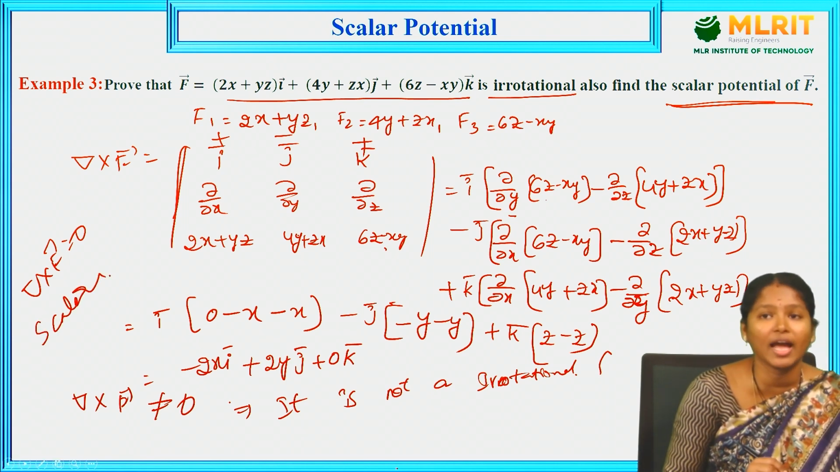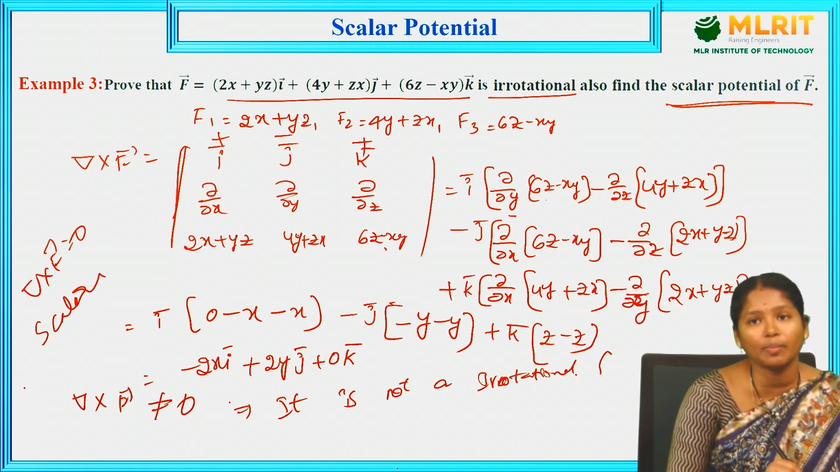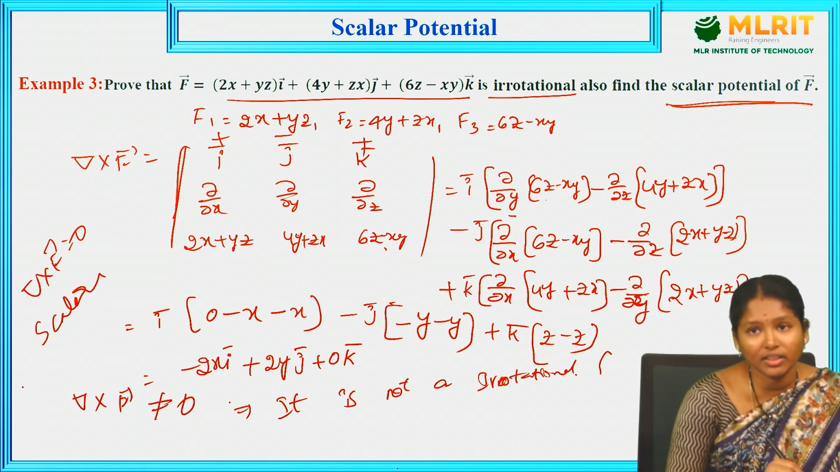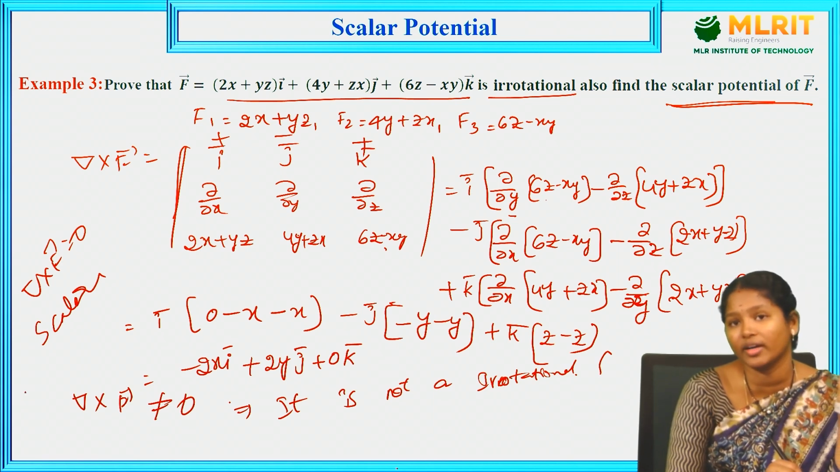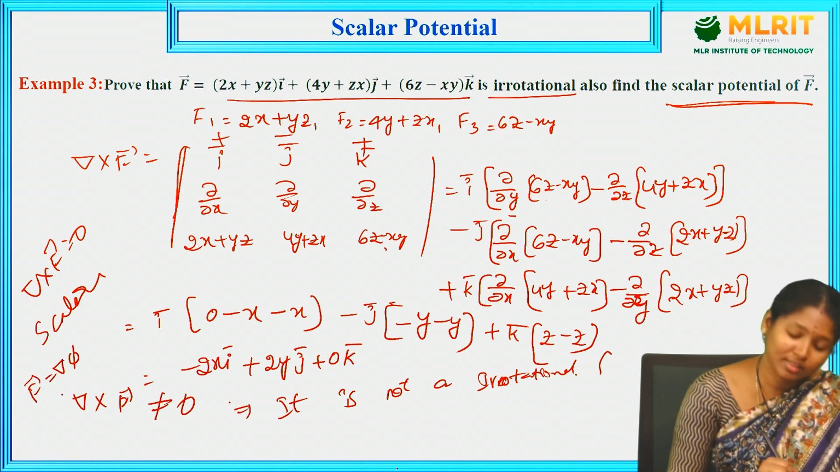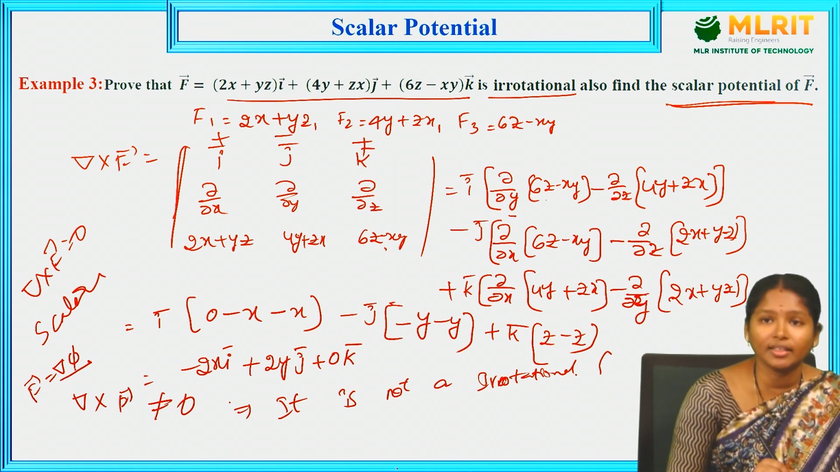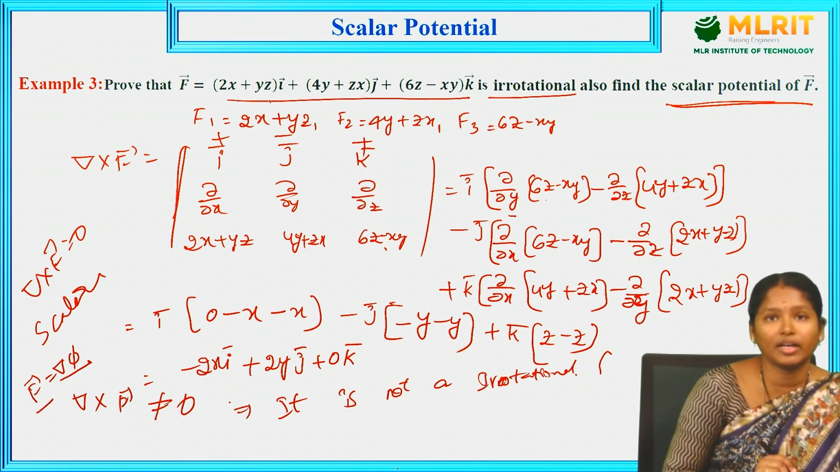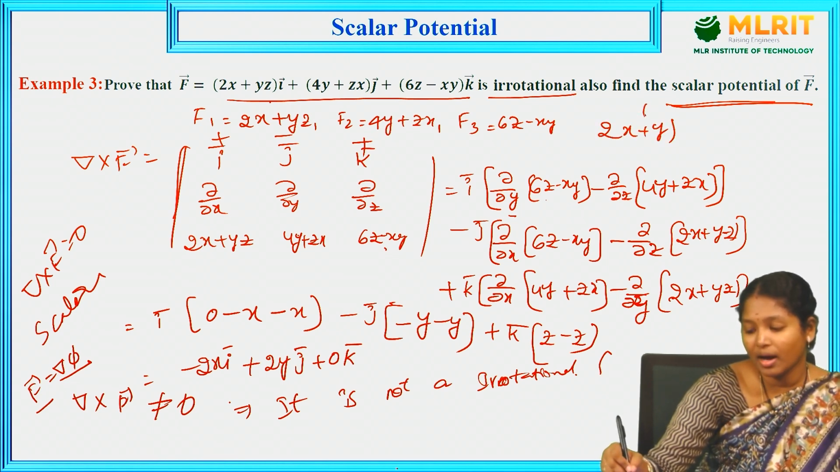Just briefly I am discussing. What is the definition of scalar potential? If the vector f bar is irrotational, then there exists a scalar point function phi such that f bar equals del phi. This is right. So del phi is what? Gradient, right? So f bar is the given vector, and we will equate f bar and the gradient formula.